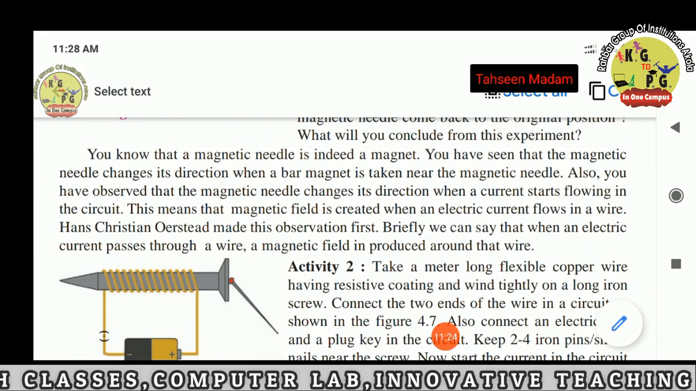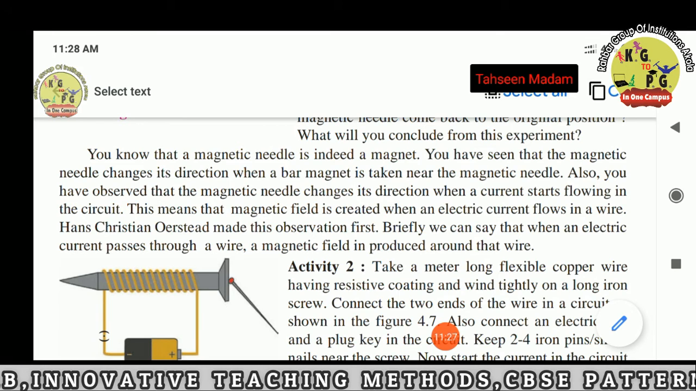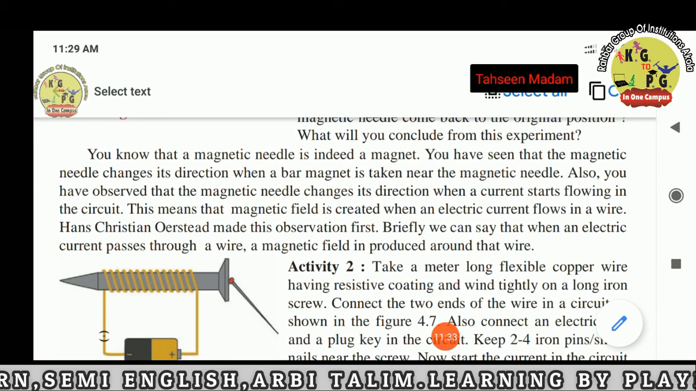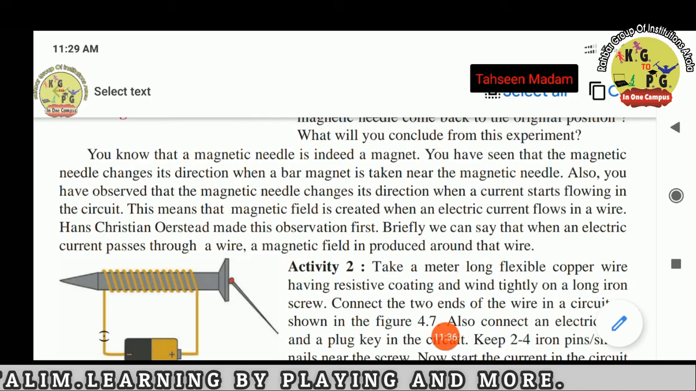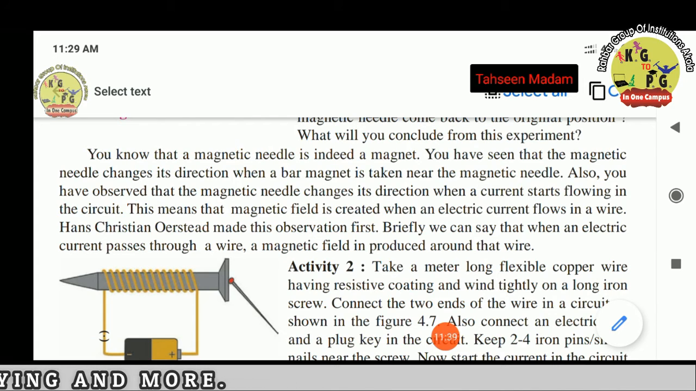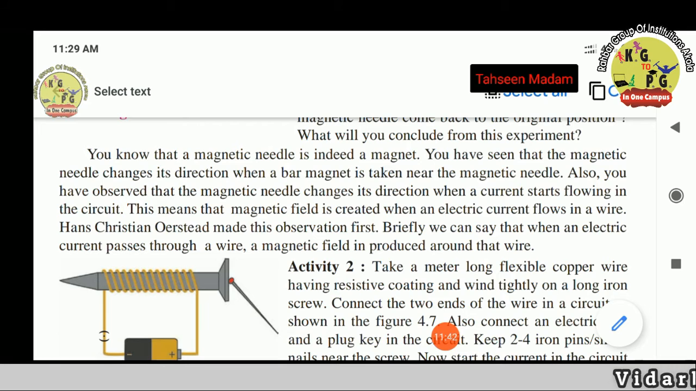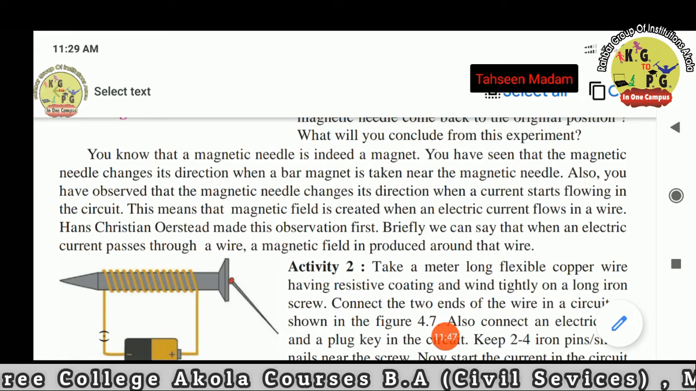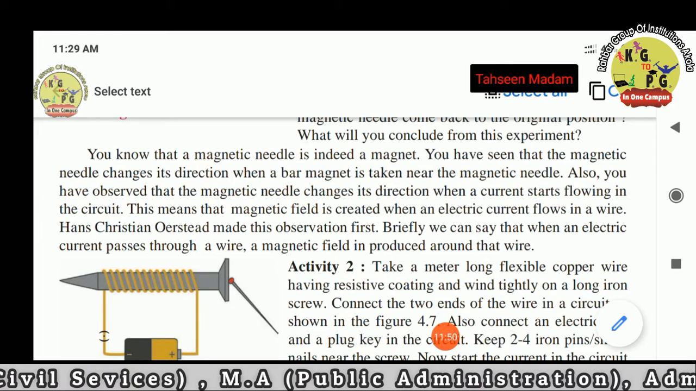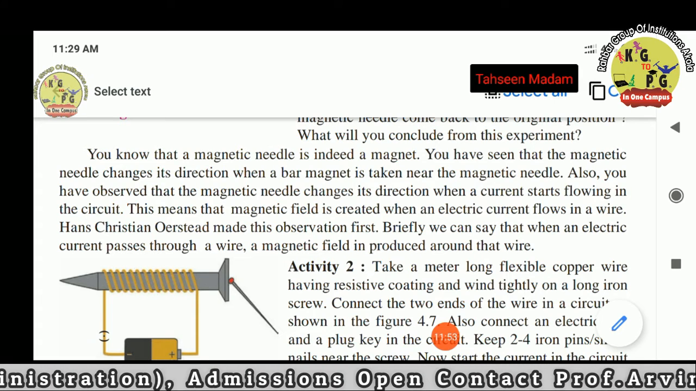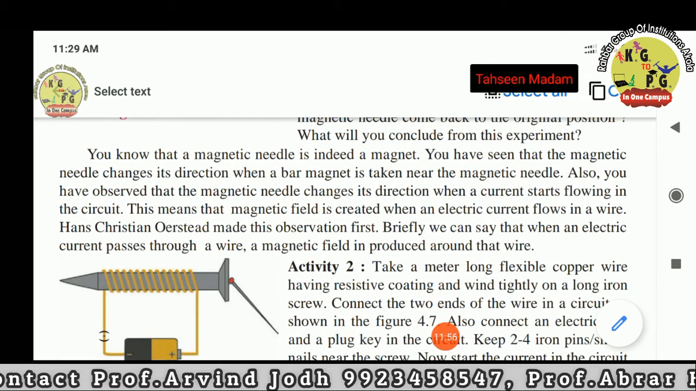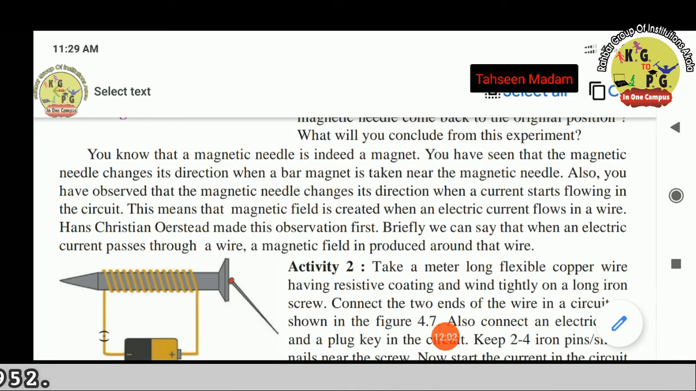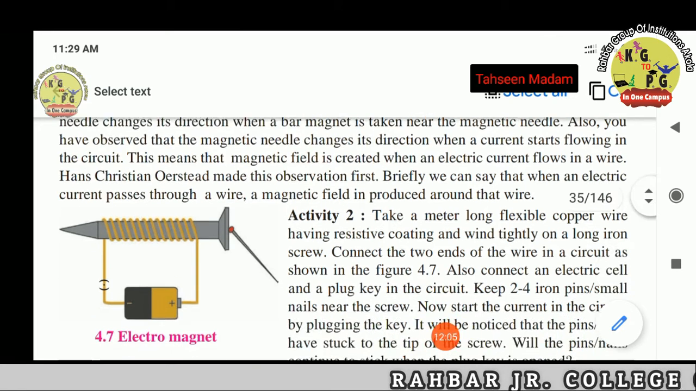You know that a magnetic needle is indeed a magnet. You have seen that the magnetic needle changes its direction when a bar magnet is taken near the magnetic needle. Also, you have observed that the magnetic needle changes its direction when a current starts flowing in the circuit. This means that a magnetic field is created when an electric current flows in a wire. Hans Christian Oersted made this observation first. Briefly, we can say that when electric current passes through a wire, a magnetic field is produced around the wire.